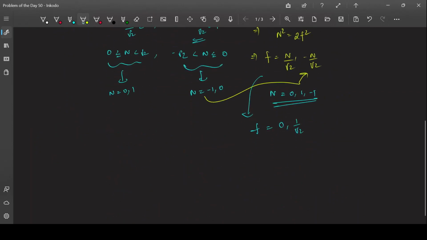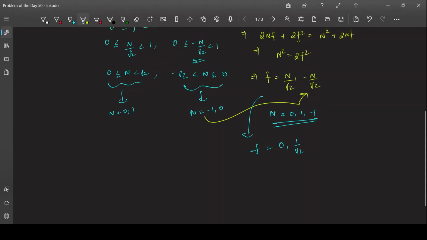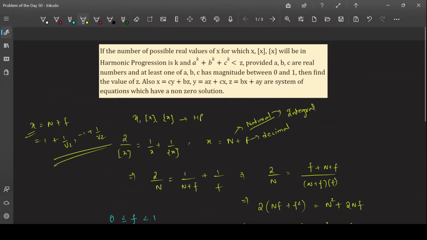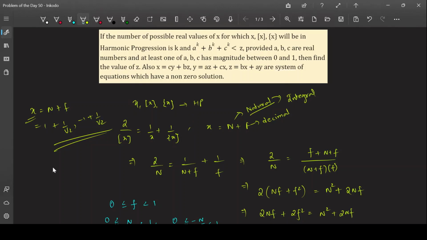So basically the value of f will actually limit the values of x itself, because f cannot be negative. So we can take away the part which is negative. We are only confined to the positive values and there are two possible values here. So the number of values of x is 2 here. From here we can derive that k is equal to 2.